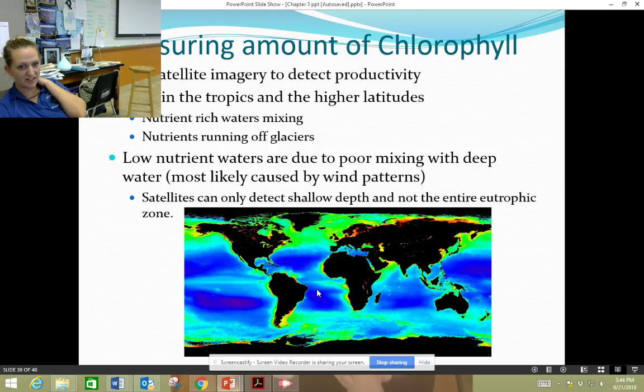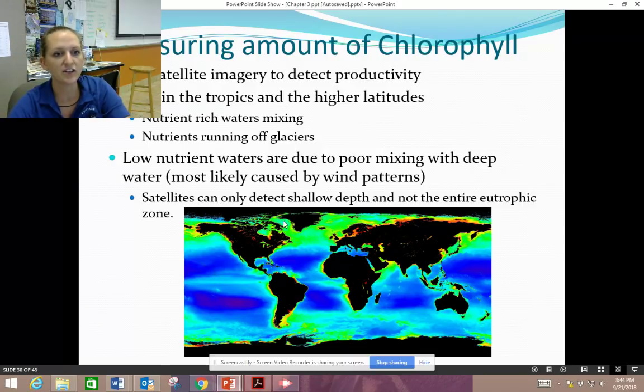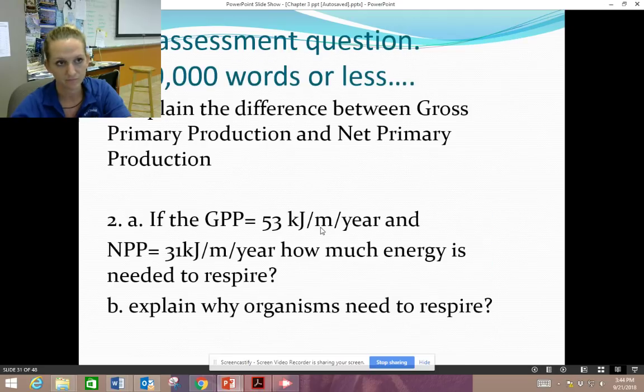Where we see it is like this deep blue. It's very poor mixing. Here's our trade winds in the middle. Very good mixing there. Okay. So satellites can only show a shallow depth of chlorophyll. They cannot show the entire euphotic zone.